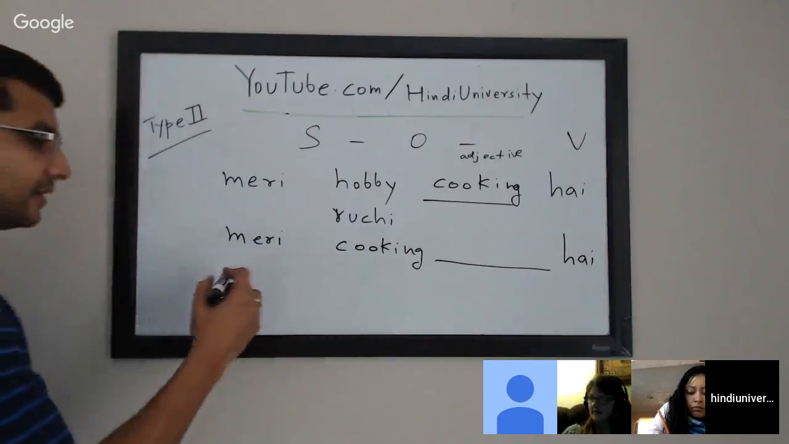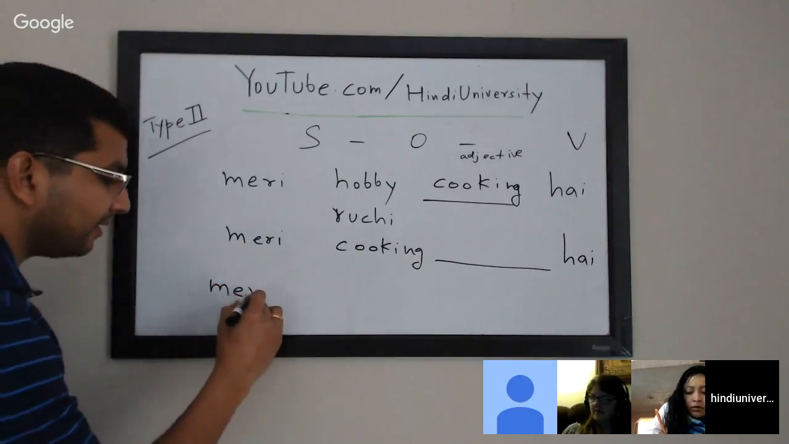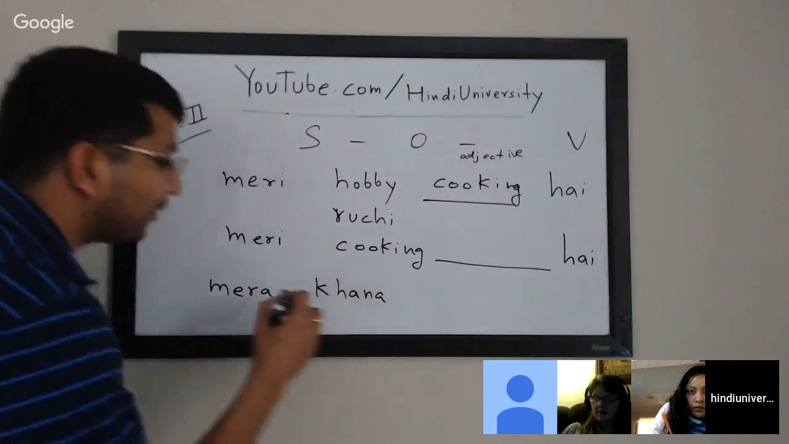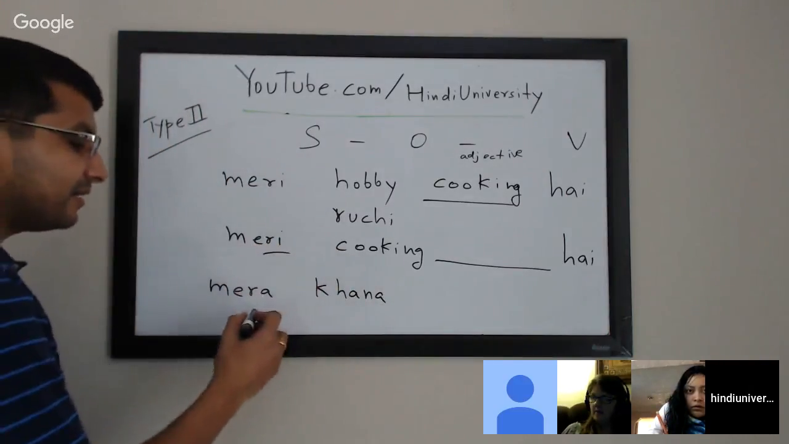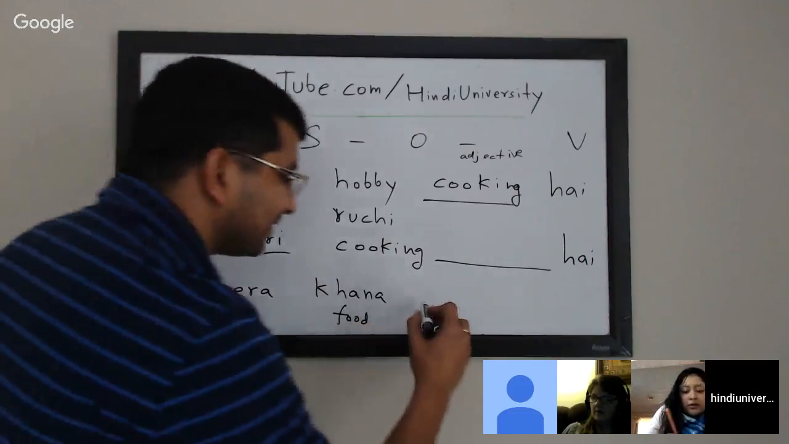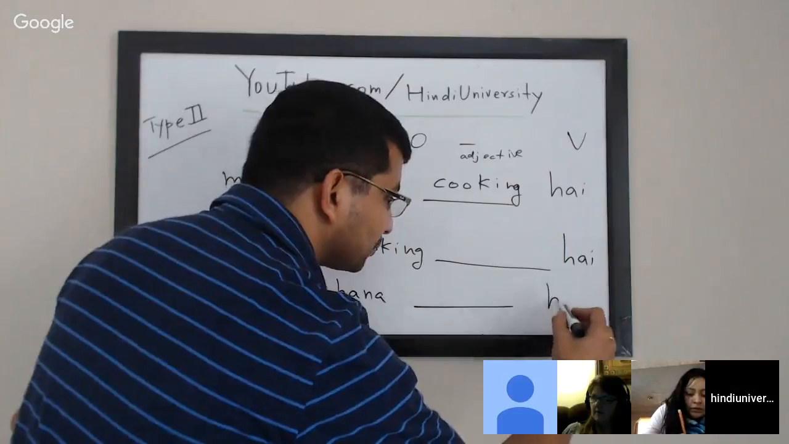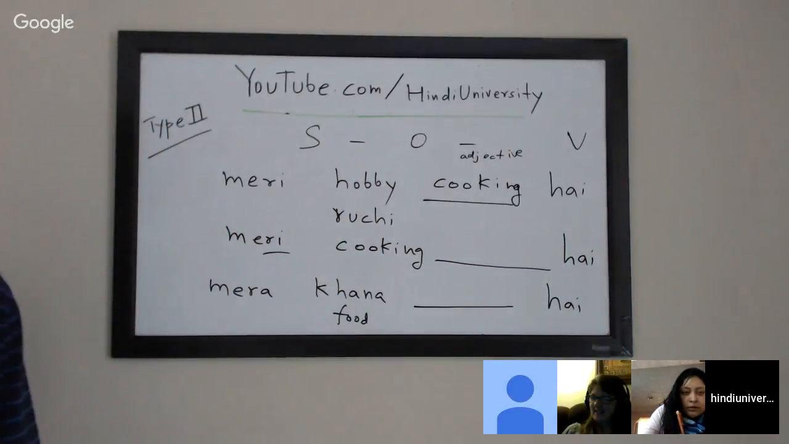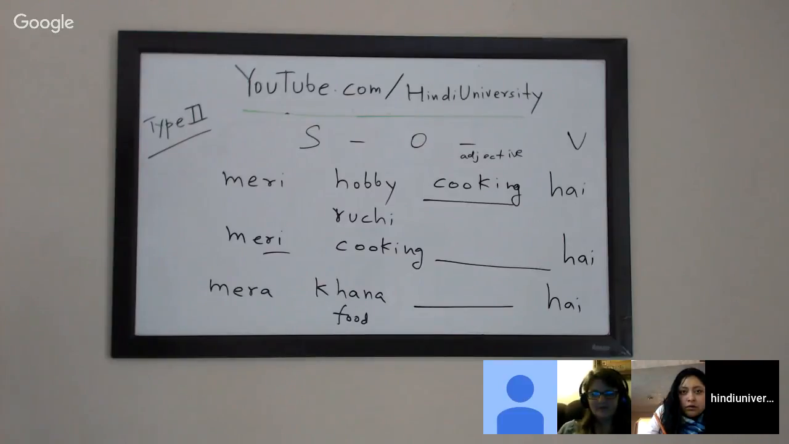So cooking is feminine, but if you want to say mera khana, this can be tricky for some people. How come cooking is considered feminine and khana food is considered masculine, right? But you'll get over it and soon realize it's fine. You can say मेरा खाना delicious है, मेरा खाना स्वादिष्ट है, मेरा खाना ठंडा नहीं है. Okay, my food is not cold. Or my food is hot. मेरा खाना गर्म है. Okay.